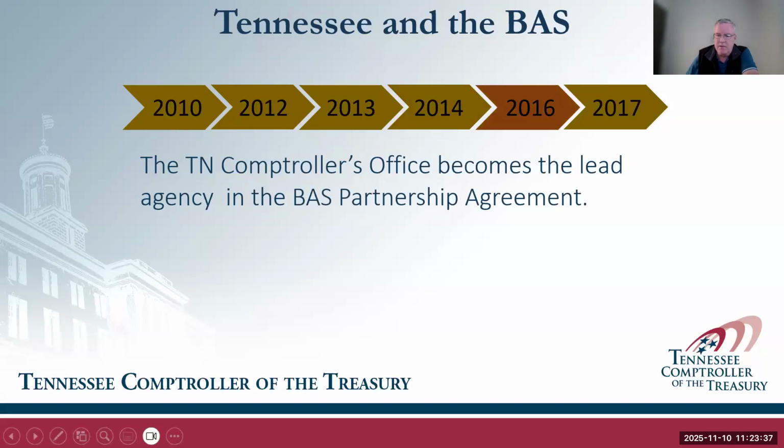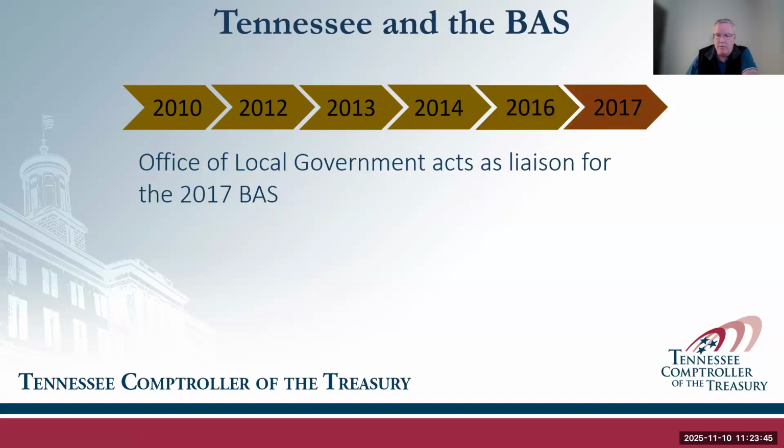In 2016, the Tennessee Comptroller's Office becomes the lead agency in the development of the BAS Partnership Agreement. In 2017, the Office of Local Government, now Geographic Services, acts as the liaison for the 2017 BAS, and all annexations or de-annexations submitted to us are reflected in the data sent to the Census Bureau in support of the BAS program.